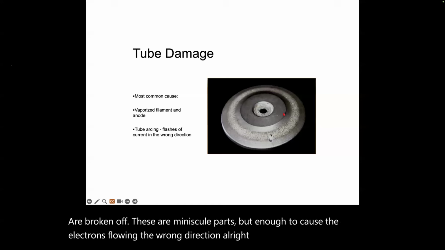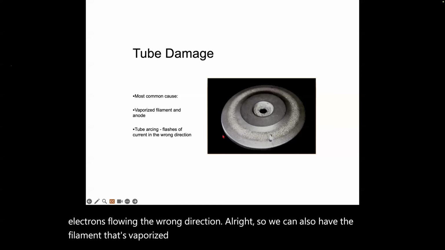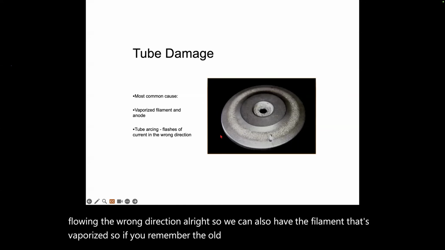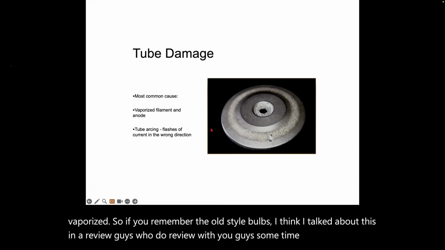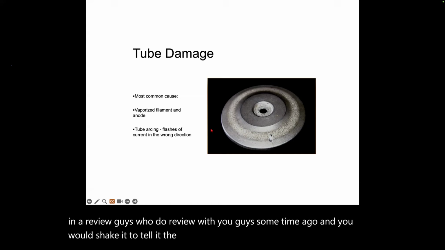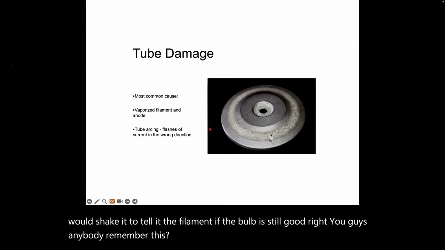All right, so we can also have the filament that's vaporized. If you remember the old style bulbs, I think I talked about this in a review with you guys some time ago, you would shake it to tell if the bulb is still good, right? You guys remember? Anybody remember this? No? Am I dating myself? All right.